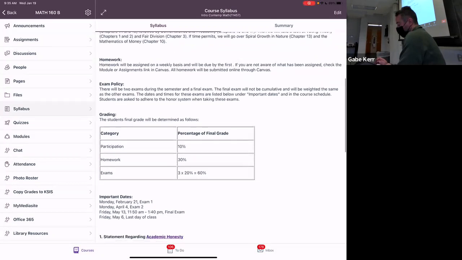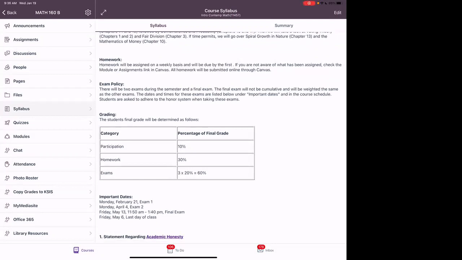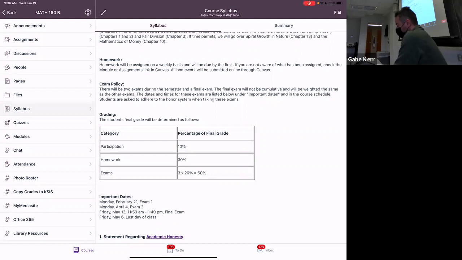I want to say that these are set dates. Certainly for those that are in athletics or have other obligations, check these dates and see if there's a conflict. Let me know. We'll work something out. It's a small class.